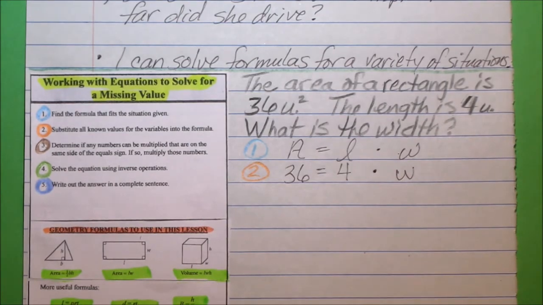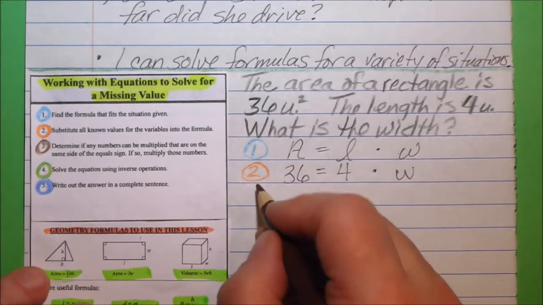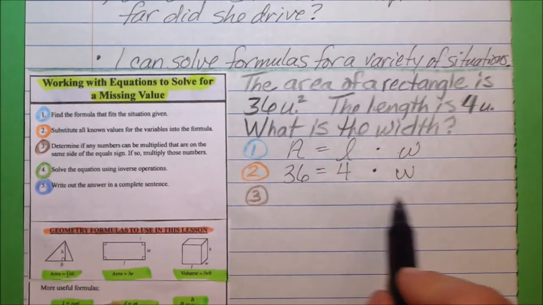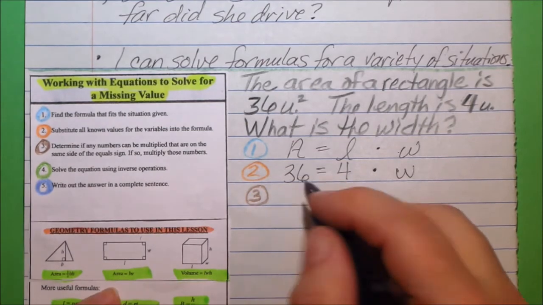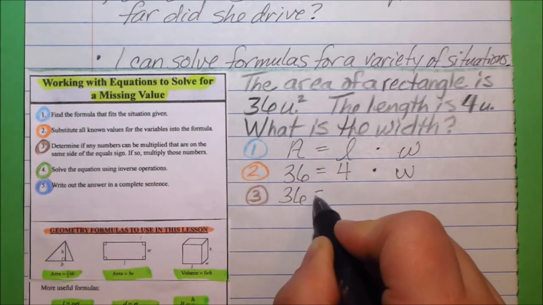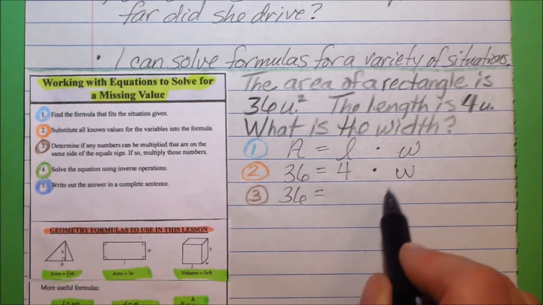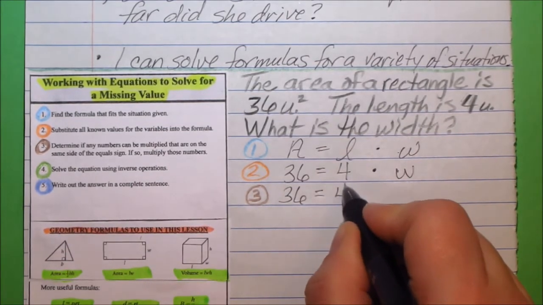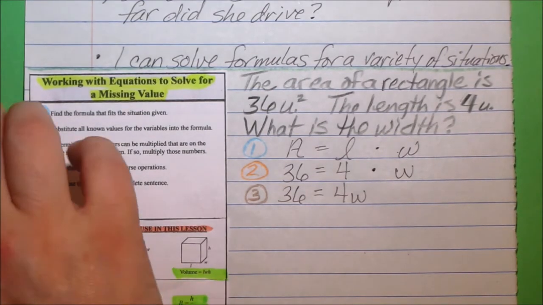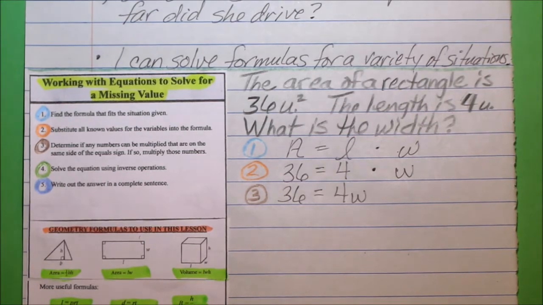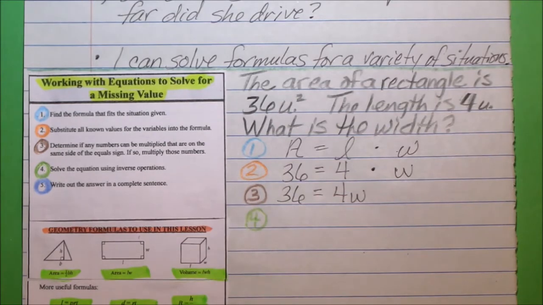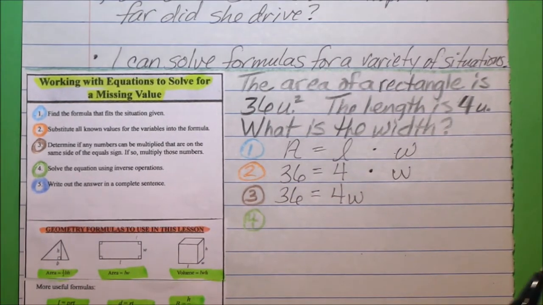All right. Now, step 3 says to determine if any numbers can be multiplied. All right. And that's where we kind of do our neatening up or simplifying expressions. So there's nothing I can do with 36 on this side. It just is 36. But now I can get rid of this multiplication symbol and just show it as 4W. All right, that's my step 3. Step 4 is to apply inverse operations and do the math.